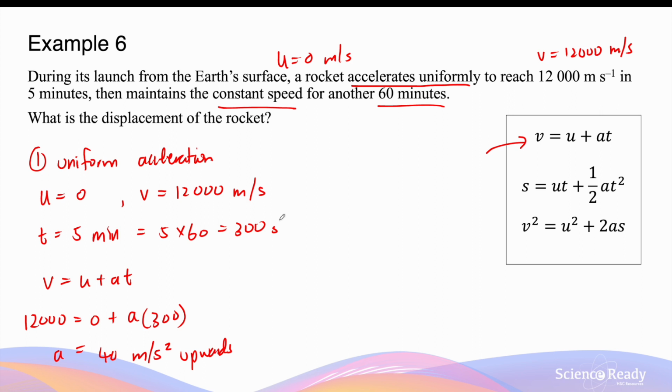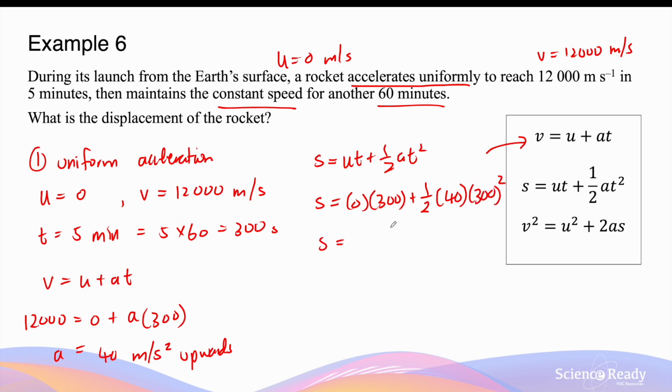Now that I've calculated the acceleration, I can then find the displacement by using the second equation, ut plus half at squared. So displacement equals to 0 times by 300 plus half times by 40 times by 300 squared. So this gives me a displacement of 1.8 times 10 power 6 meters upwards. So during this time, the rocket has ascended by about 1.8 million meters.